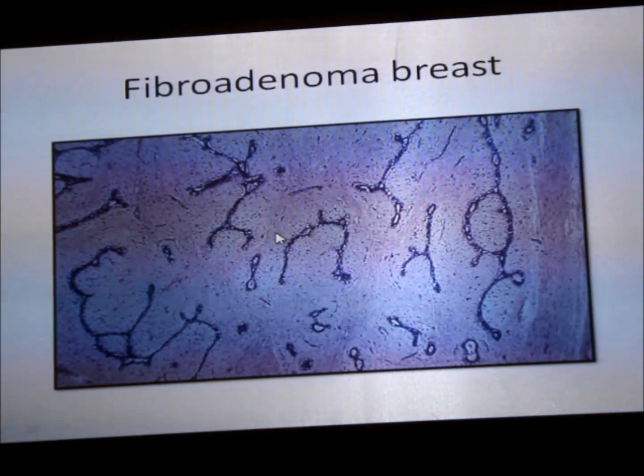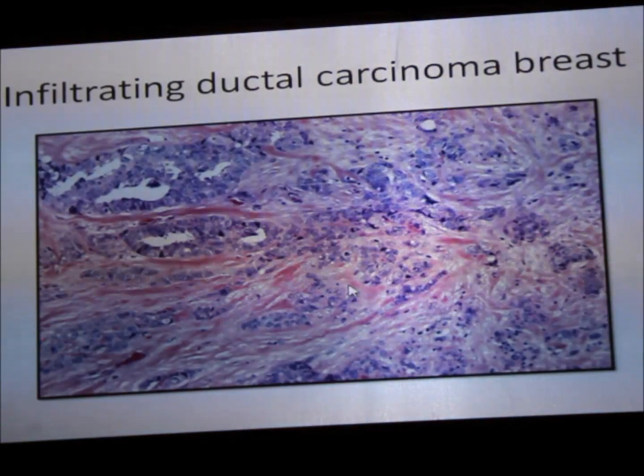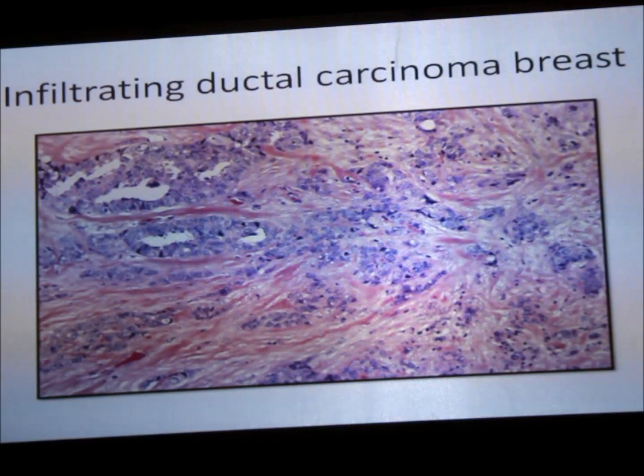Fibroadenoma of breast. What is this pattern? There are two patterns. Just now I told you two patterns. One is intracanalicular, one is pericanalicular. So this is the intracanalicular pattern where the stroma pushes the glands. Pericanalicular is like this, where the stroma grows around the glands.